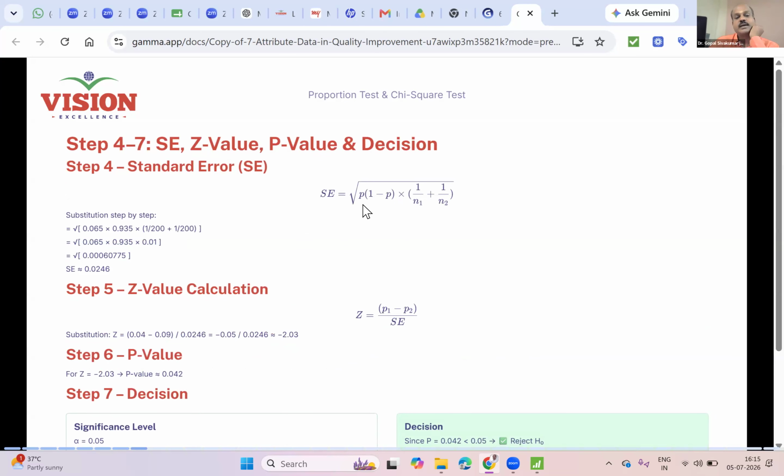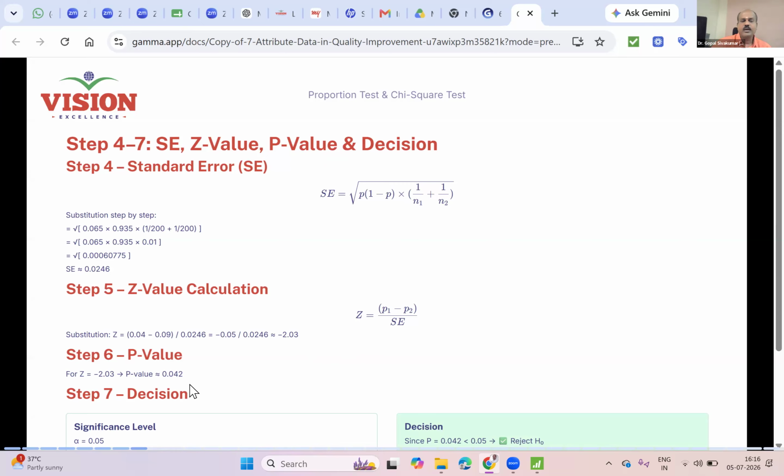Here we calculate standard error. In the formula, the pooled proportion is P, N1 is the number of samples in the first group, and N2 is the number of samples in the second group. When we do this, we get the standard error, which is 0.02. Now we calculate the Z score. Z score is P1 minus P2 divided by standard error, which is minus 2.03. This minus 2.03 is converted into a P value.